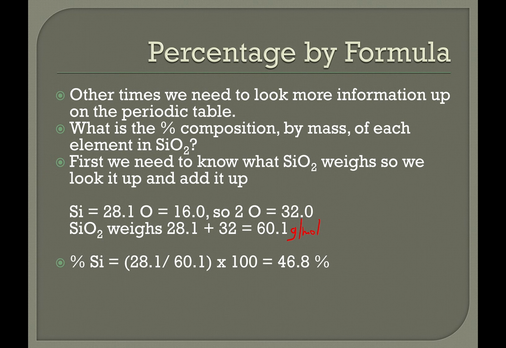Now that we have the whole, we can figure out what the part is. We had one silicon in our formula. Each silicon weighs 28.1 grams per mole. We divide that by the whole of 60.1 and we get a total of 46.8%. So that one silicon in SiO2 contributes almost 47% of the mass of the entire compound.